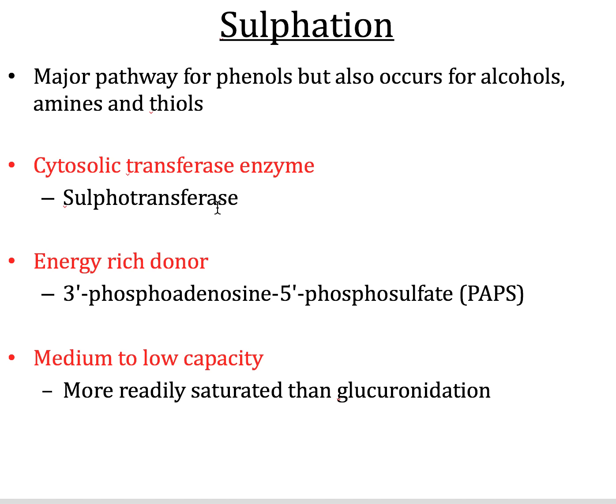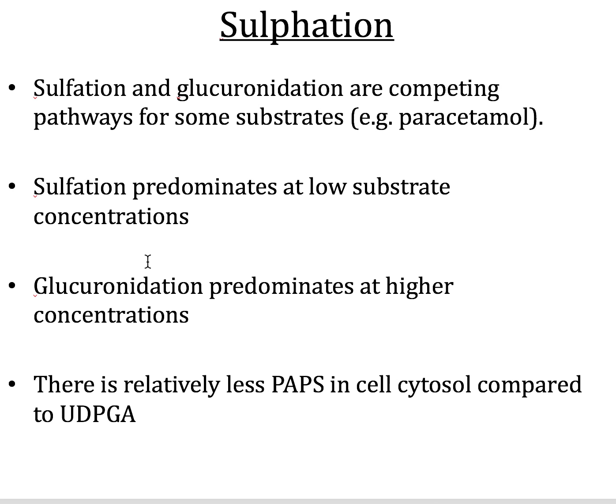Now, the enzyme here is sulfotransferase, and the energy-rich donor is PAPS, or 3-phosphoadenosine 5-phosphosulfate, if you can remember that. Or I just simply remember it as PAPS. So, if you go down, sulphation and glucuronidation are competing pathways for some substrates. Example, paracetamol. Paracetamol has the benzene and it has the OH on the bottom, so it's like a phenol, isn't it? So it can compete for paracetamol.